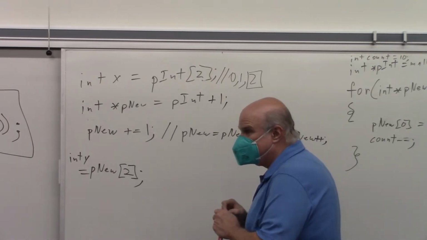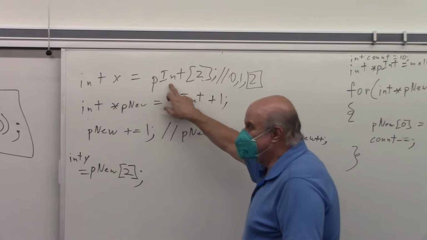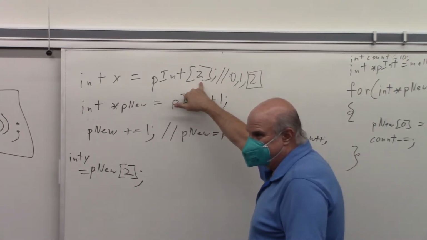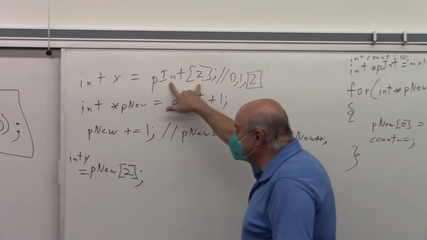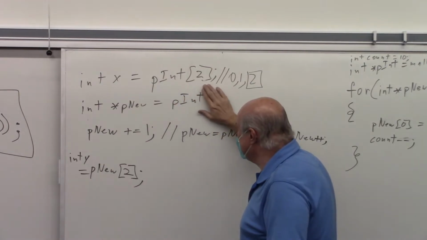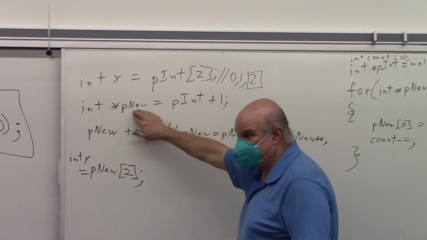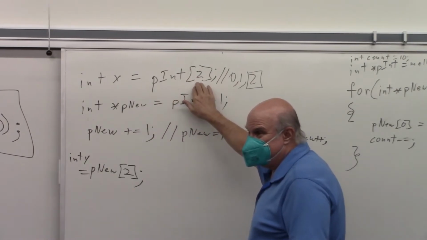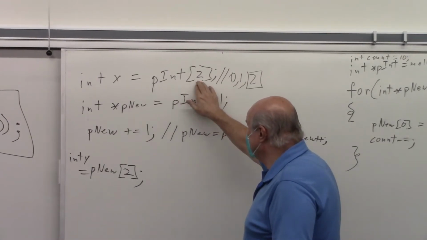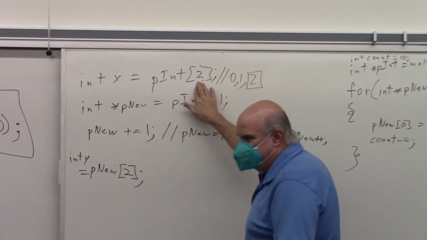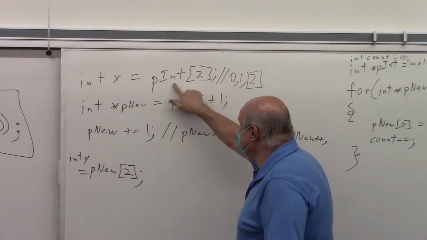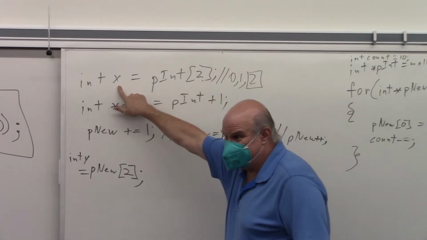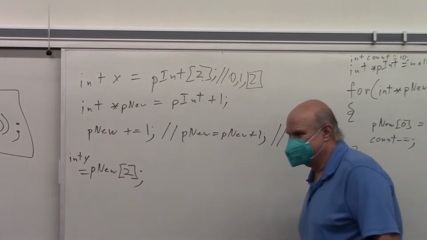No, because I haven't moved pint. I've just used pint to index it. This does not move pint. This just makes a copy of pint in pnew. This is indexing an array, referencing an array. It's saying go to the third element, which happens to be index 2, and get the value out, or put it right there. That's all it does.